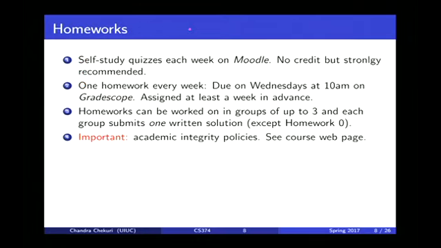Homeworks, one every week, roughly about 11, including homework 0, which is supposed to be done individually, not in groups. The rest of the homeworks can be done in groups of up to size 3. You should look at the course policies about collaboration and academic integrity, which is very important. I won't go through all that, but I expect you to read that on the website. Homework 0 is on the website.